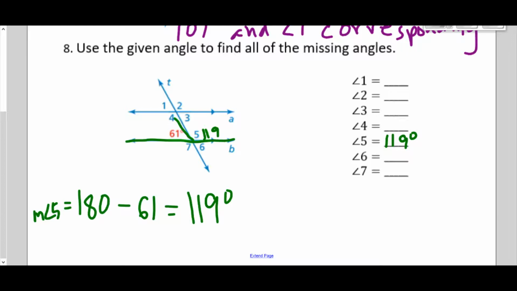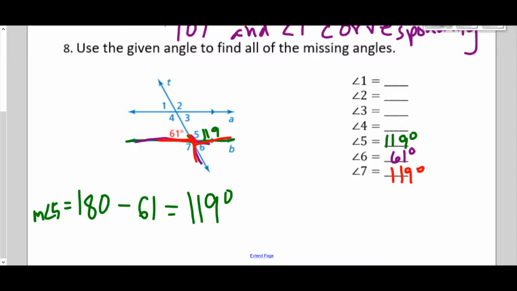And then my suggestion is, we know vertical angles, right? If 61 is vertical with angle 6, we would know angle 6 is also going to be 61. And then apply your vertical angles again. Angle 5 is vertical with angle 7, so that would be 119. And now we just got to find angles 1 through 4.